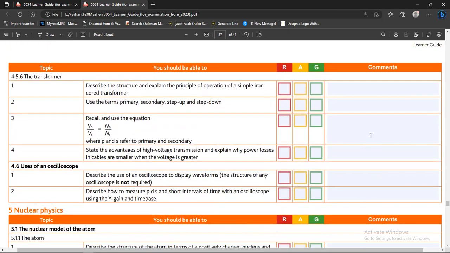The transformer. Describe the structure and explain the principle of operation of a simple iron core transformer. Use the terms primary, secondary, step up, and step down. Recall and use the equation Vp/Vs = Np/Ns, where p and s refer to primary and secondary. State the advantage of high voltage transmission and explain why power losses in cables are smaller when the voltage is greater.